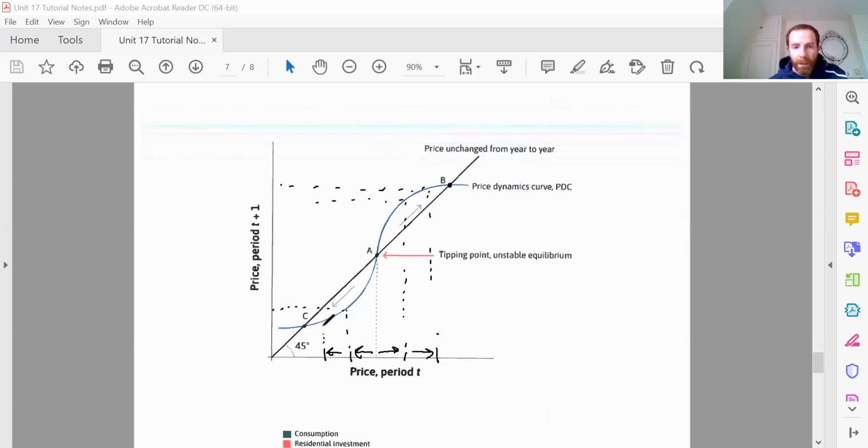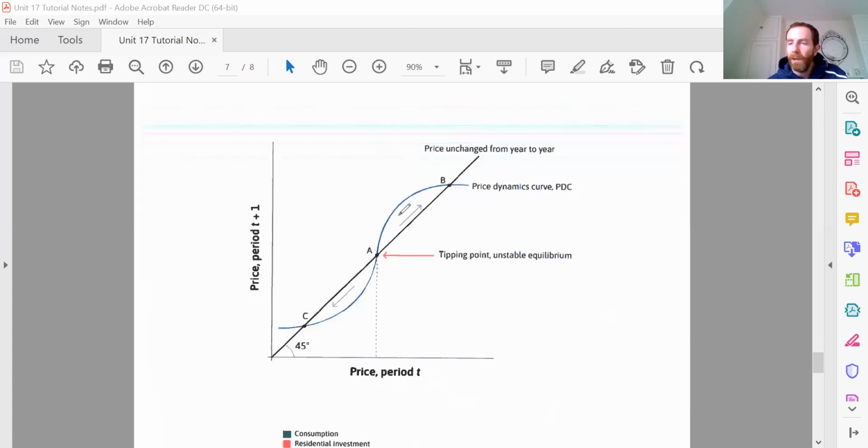And then the price dynamics curve shows us that that's going to lead to an even lower price the next day. And so price keeps falling and falling until we get to point C, where there is an equilibrium again. And so this is sort of the lower bound, right? Where prices have fallen and fallen, but then hit this lower level and they stop falling. So this shows us how in housing we could get a bit of a boom, a bit of a bust, but maybe we'll stick between this upper and lower bound.